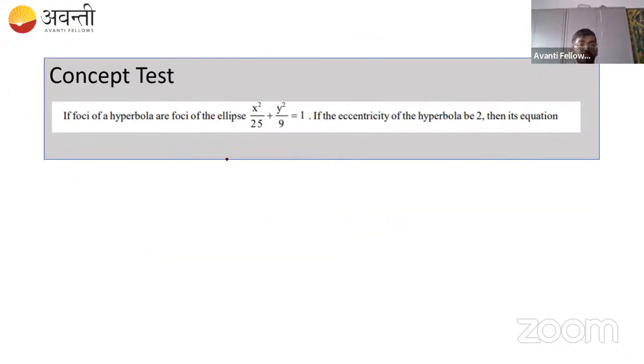Let's solve another concept question. This is like a concept test. If the foci of a hyperbola are the foci of the ellipse, and if the eccentricity of the hyperbola is 2, then what is its equation? So try to solve this question.